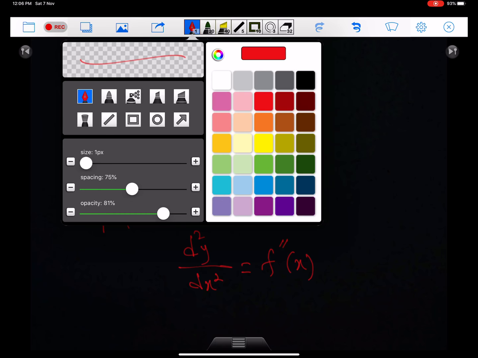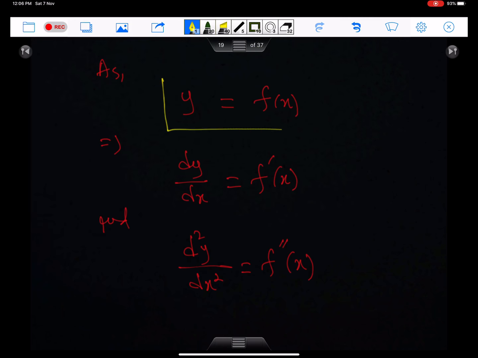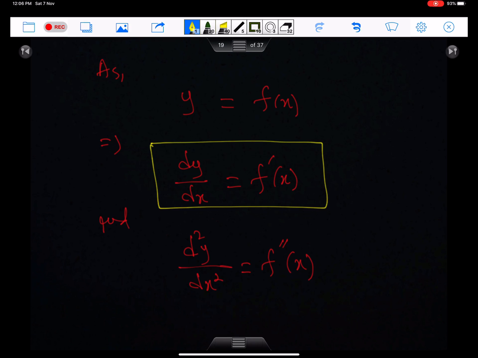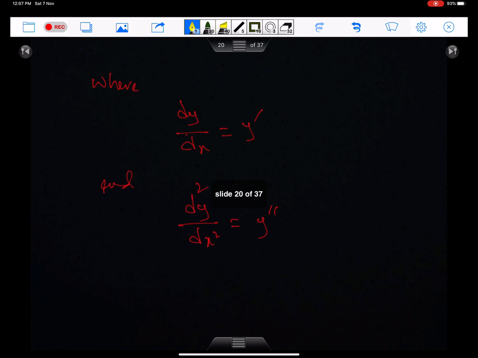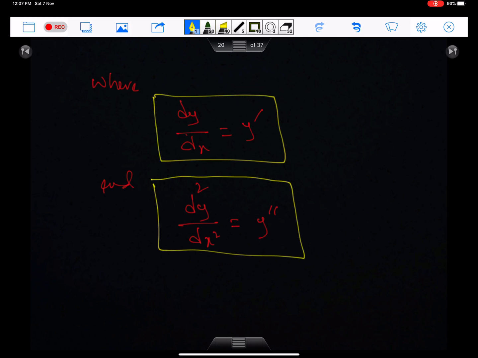So these are some important notations. If y is equal to f of x, then dy upon dx will be f prime x. The differential of y is dy upon dx, and the differential of f of x is f prime x. The second derivative, the differential of dy upon dx or second derivative is d2y over dx2. And in f form, it is f double prime x, where dy upon dx can be written as y prime, and d2y over dx2 can also be written as y double prime.